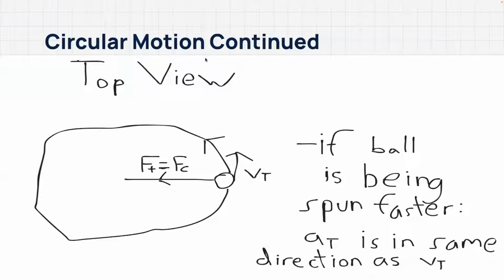And here is the top view of a diagram of circular motion. Let's say I'm spinning this ball in a circle. So let's say the ball is being spun faster, right? If the ball is being spun faster and faster, that means the tangential velocity is increasing. That means there's tangential acceleration. And if the ball is being spun slower, that means tangential acceleration is in the opposite direction as tangential velocity because it's slowing down.